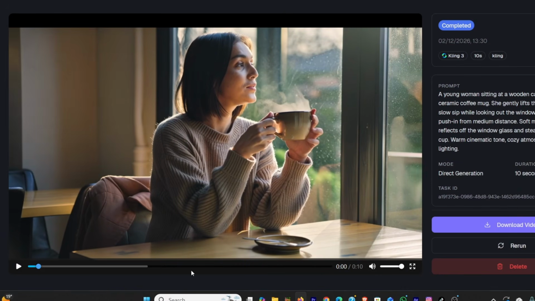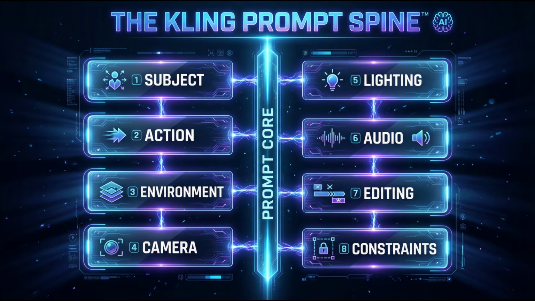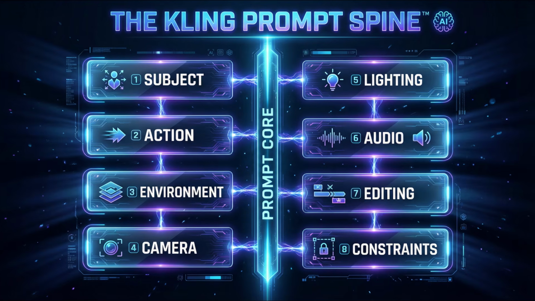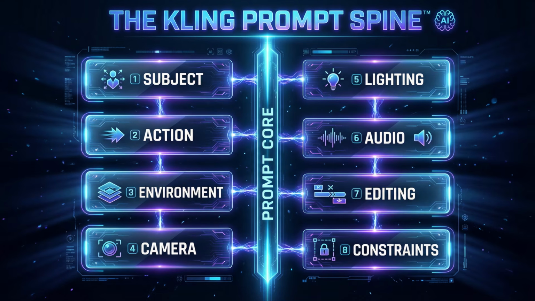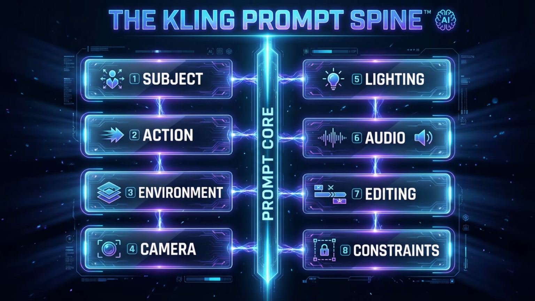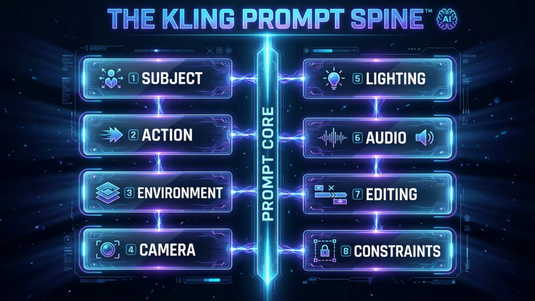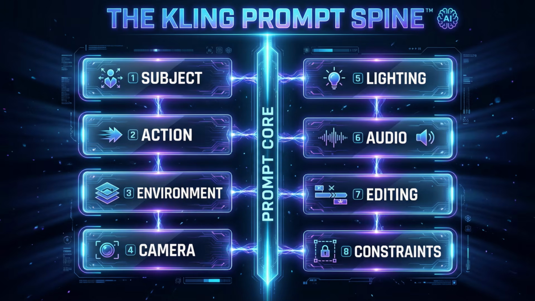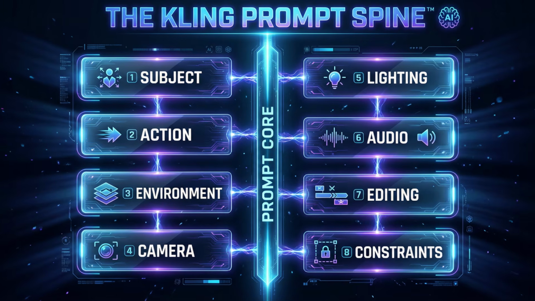But Kling 3 becomes much more powerful when we expand this structure. So when you want more control, I use something I call the Kling prompt spine. This is an 8-layer structure that engineers your prompt like a production blueprint. Basically, in the framework, we add 3 more elements. Audio. This is where Kling 3 becomes powerful. Now you can define dialogue, ambient sounds, music, tone, but don't overload it.